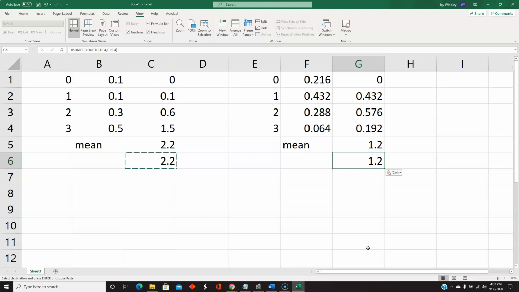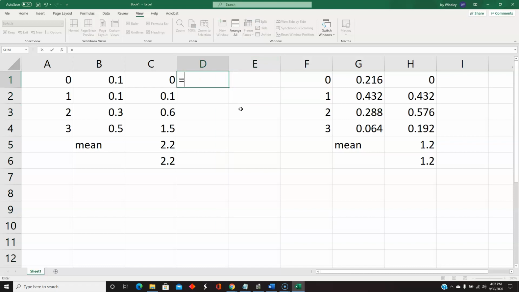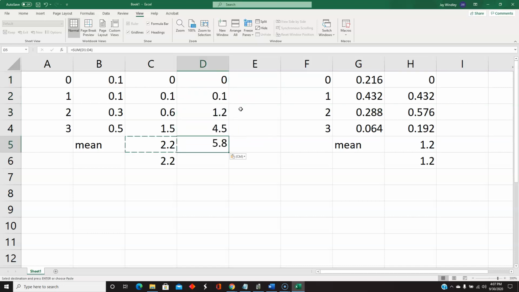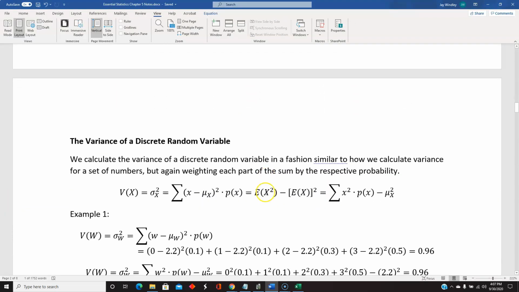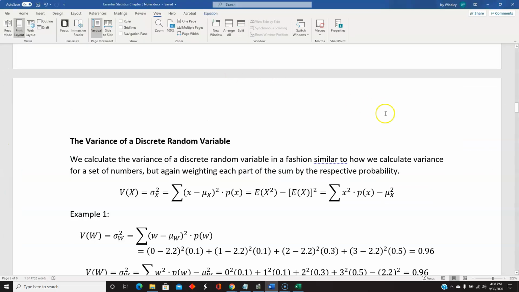Okay, and then for the variance, there's a couple different ways you can go. You can add another column. So this time do X squared, so A1 times A1 times the probability, which is in B1, and add those all up. So this is, if we go back to our variance formula, I'm summing the values of X squared times their probabilities. So I'm doing A1 times itself times the probability, which is in B1. And then I want to add those products together, and I get 5.8. And then I take that 5.8 and I subtract the number that we got for the mean squared, and there's our variance of 0.96. Same variance we got there.